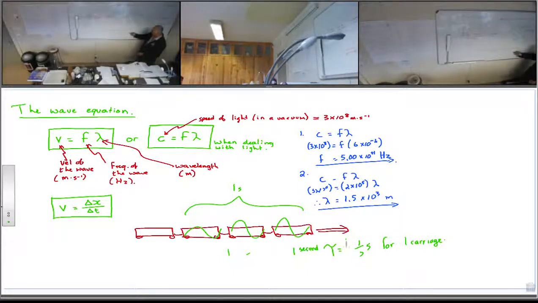Tau is equal to 1 over the frequency, which is equal to 1/3. So tau is your period, the time for 1 complete wave to pass a point. What is the frequency? The number of complete waves that pass in 1 second. You may want to write that down.